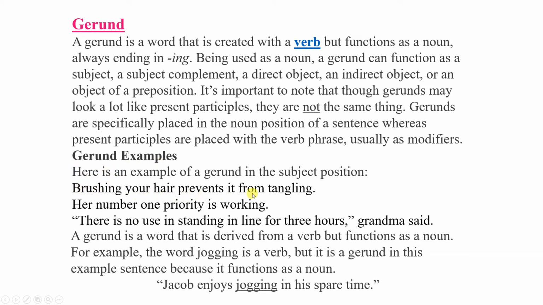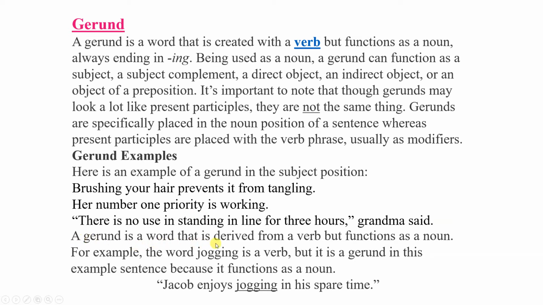Let us see examples of the gerund. Brushing your hair prevents it from tangling. Okay. Now here you can see brushing your hair. So here brushing is the name of the activity. Her number one priority is working. So now here working is used as the name of the thing which is at the first priority. So it is gerund. There is no use in standing in a line for 3 hours. So something unuseful you are doing and the name of that activity is standing. And that's why standing is not present participle but it is gerund.